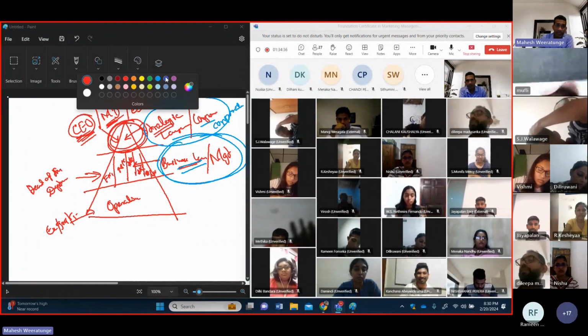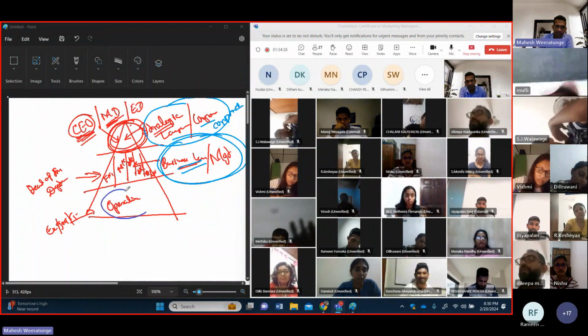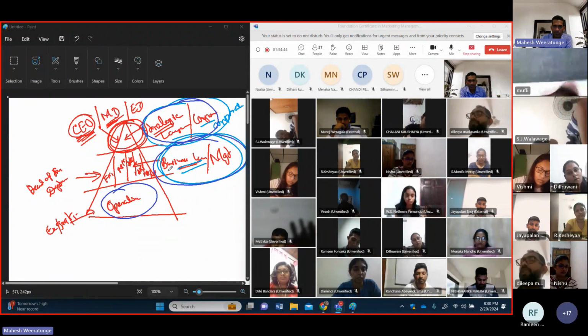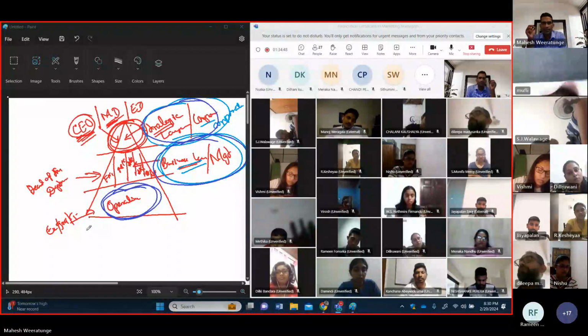So we have three layers in the organization. One is the strategic layer, one is the business layer or the management layer, and the other one is the operational layer. This is how the organization is categorized into three major areas.